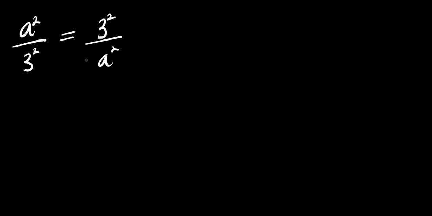Hello, how to solve this problem? We have a power 2 divided by 3 power 2, and this equals 3 power 2 divided by a power 2. We are solving for all values of a that satisfy this equation. So we can cross multiply.